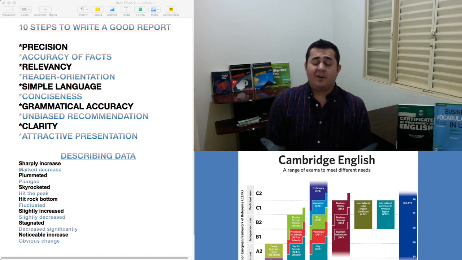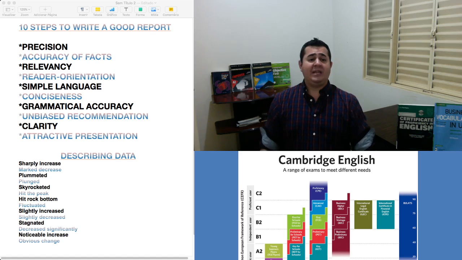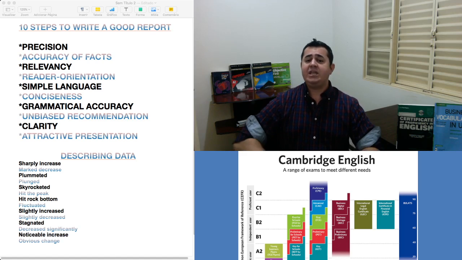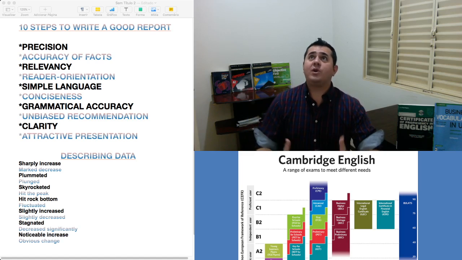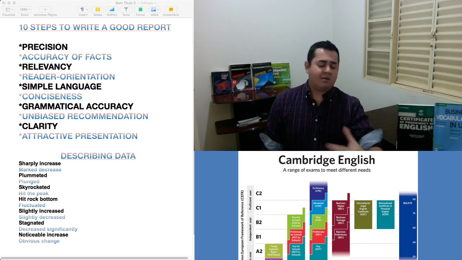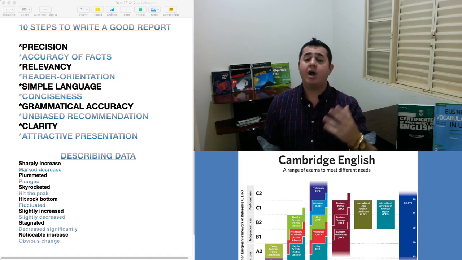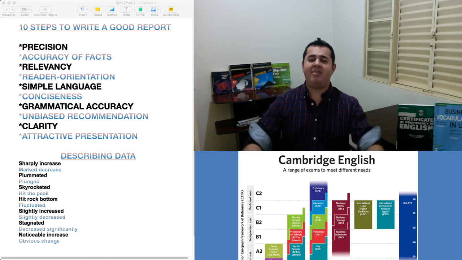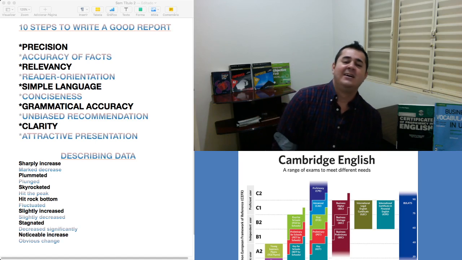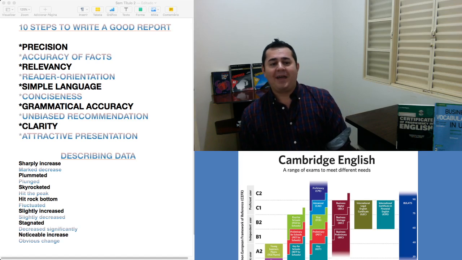So, basically, in the first part of the lesson, I'm going to teach you the 10 steps to write a good report, and then I'm going to teach you some words to describe data, so how to interpret graphs, alright? It could be a pie chart, it could be a bar chart, so everything you need to know to write a great report is going to be clarified in this class, alright? So, let's start, shall we?